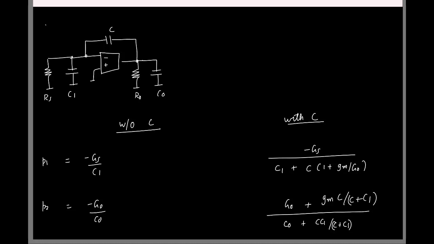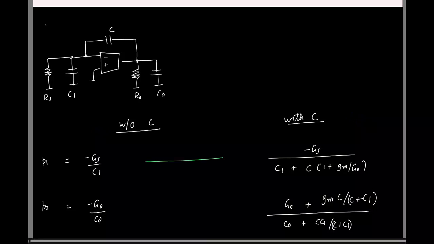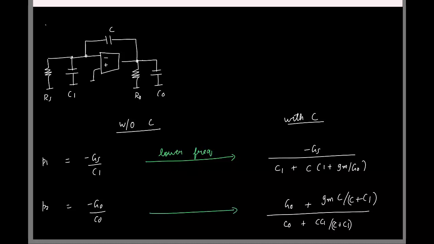Okay, great. So this is now two cases. This is before C, this is after adding C. So now can you tell me here if this pole has moved to a lower frequency or a higher frequency? If you consider the negative sign, no, okay, forget about the negative sign. I mean magnitude. It has moved to a lower frequency. What about this guy? Cannot say.